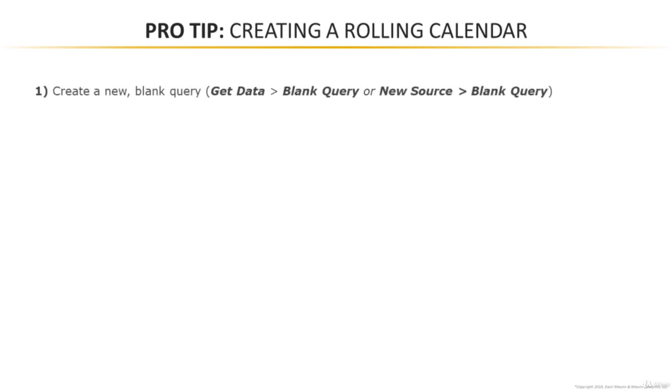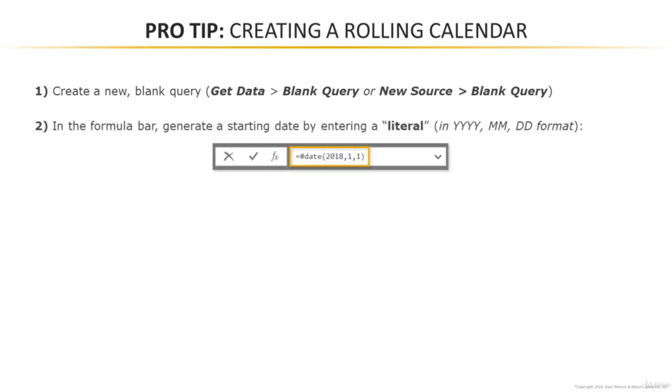So step one, this is going to be a great time to test that blank query option that I showed you earlier. So we'll create a new blank query, and then in our formula bar, we're going to generate a starting date by entering something called a literal, and you're going to write it exactly like it's shown here with a hash mark, the word date, and then a starting date, whatever you choose, in the year, month, date format. So in the example we're looking at here on the slide, this would represent January 1st, 2018.